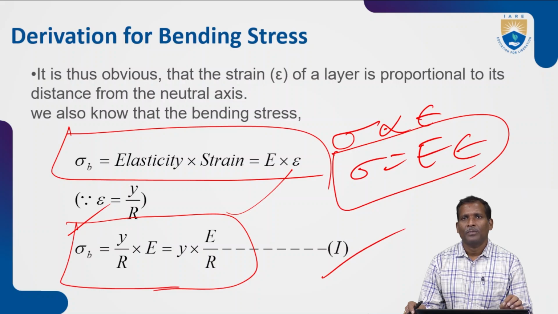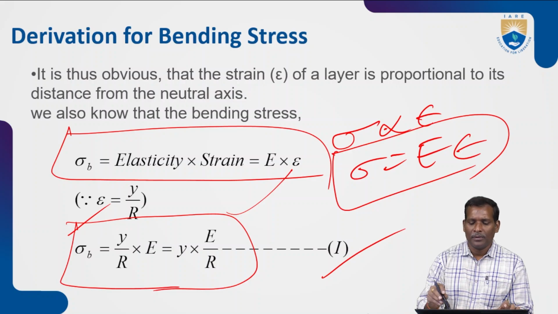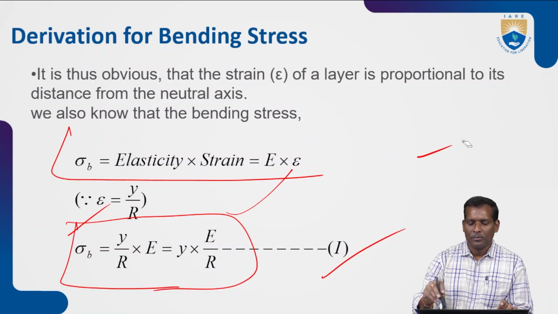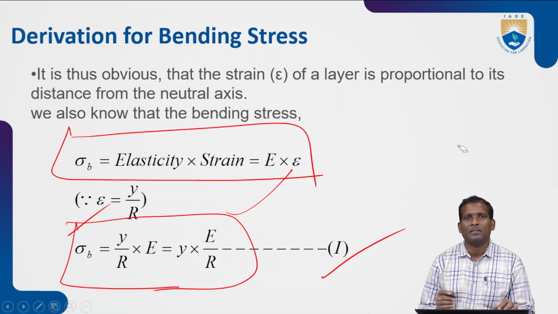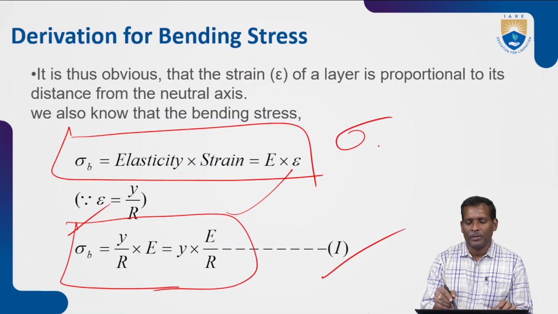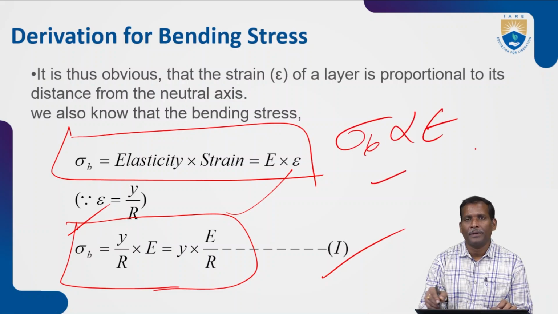So that's why the strain of a layer is proportional to its distance from the neutral axis. So the bending stress I have calculated here. From Hooke's law, stress is equal to... bending stress is directly proportional to strain.